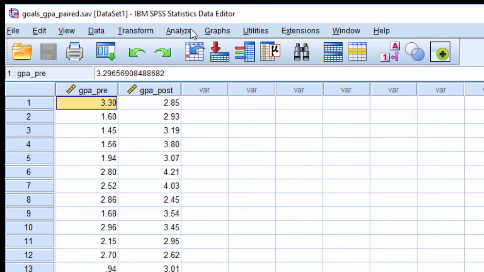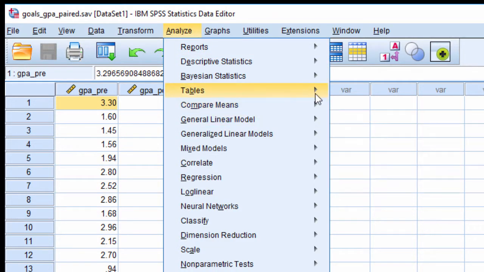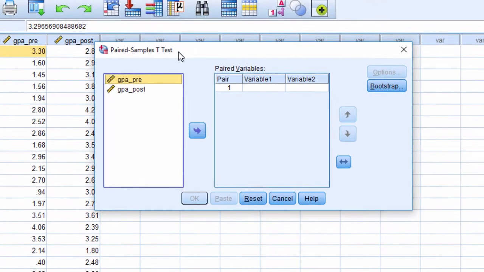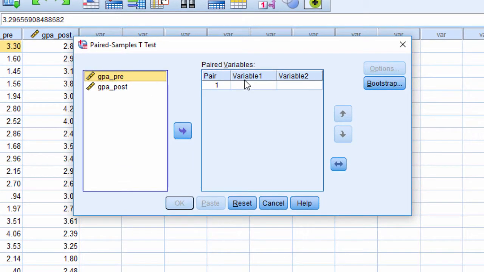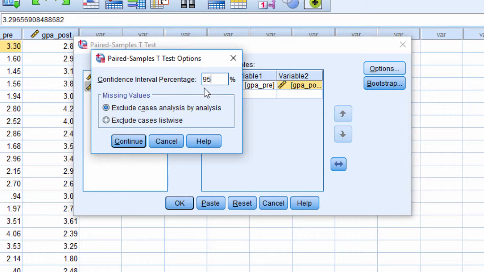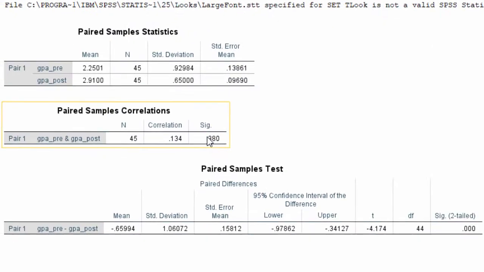So to analyze these data, go into Analyze, Compare Means, Paired Sample t-test, and place the GPA pre in the variable 1 box and GPA post in the variable 2 box. I'll just point out briefly that in the options section there's really not much available except that the confidence interval, which is going to be calculated automatically, is associated with a 95% level, and that's going to correspond to the mean difference between GPA pre and post. Click Continue and click OK.